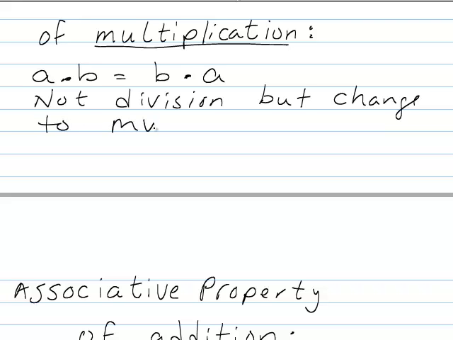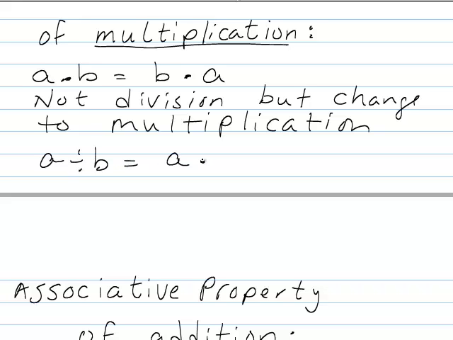We change division to multiplication, and then the property will be true. So A divided by B equals A multiplied by 1 over B, which is the same as 1 over B multiplied by A. And that is, in fact, a true statement.